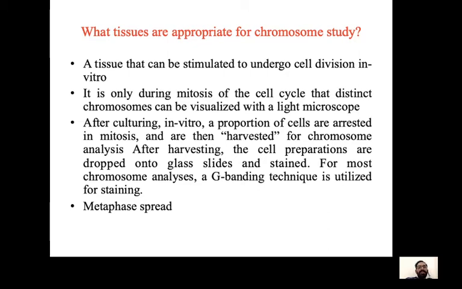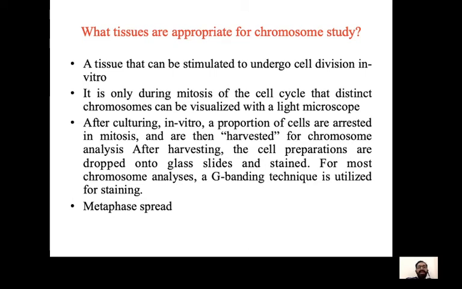So, under the light microscope, distinct chromosomes could be seen during the cell cycle, which we have already discussed during the mitosis of the cell or division of the cell.